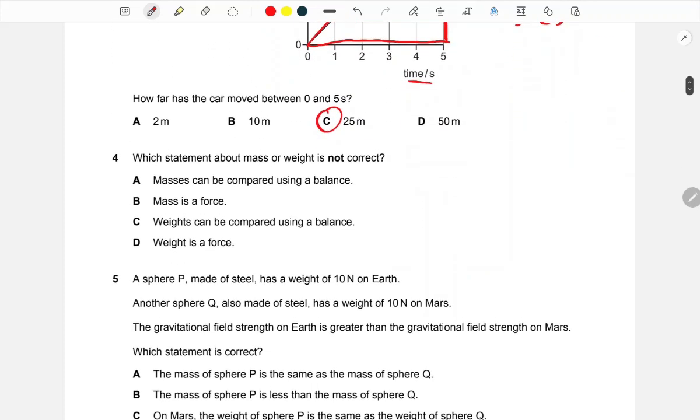Number 4. Which statement about mass or weight is not correct? Masses can be compared using a balance. That's definitely correct. Mass is a force. Now this is incorrect because mass is not a force. Weight is the one that's a force.